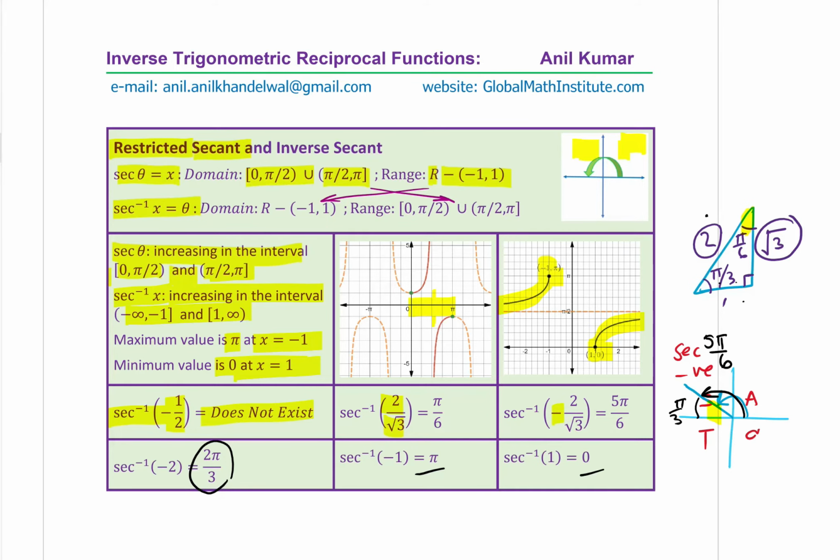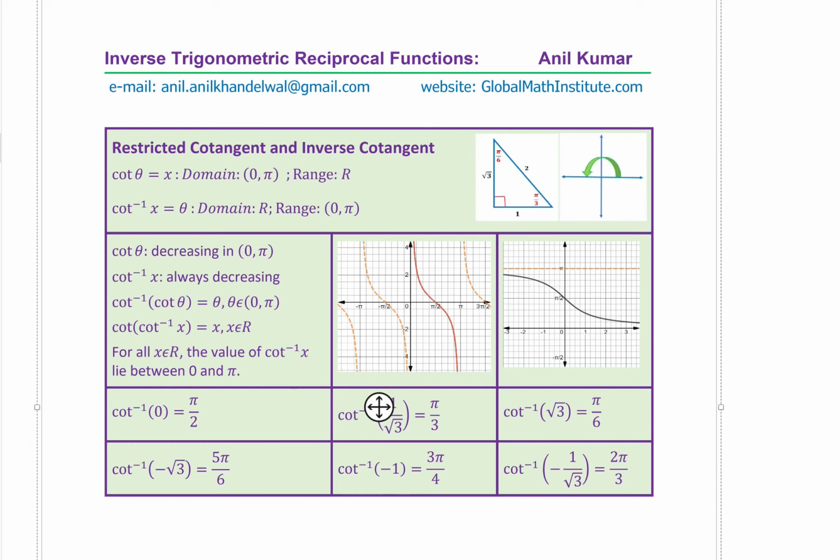Now let's talk about the cotangent function. The cotangent function is sketched here. You know it is periodic as shown here. To find the inverse, we'll definitely have to restrict the domain. So we are restricting the domain of the cotangent function to 0 to pi. Within this, it can have all the real numbers as its range.